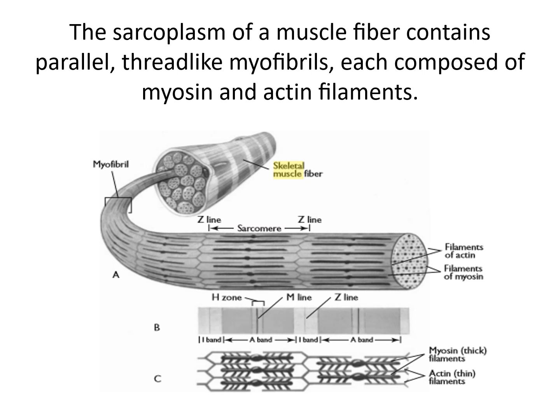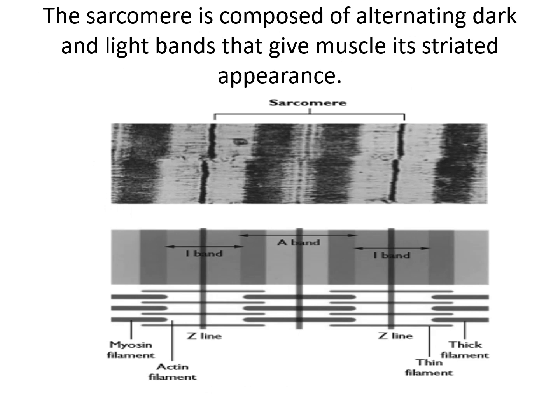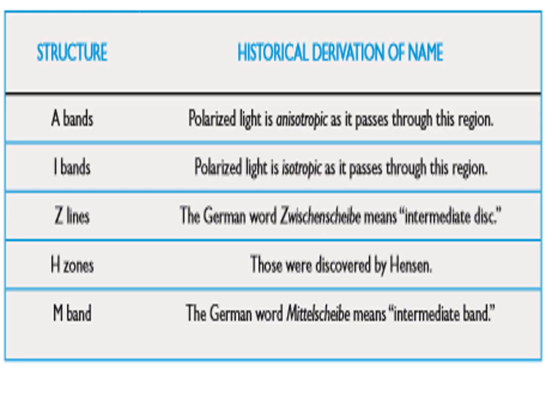The muscle fibers contain a network of membranous channels known as the sarcoplasmic reticulum. This tabulation shows the structures and the characteristics of each structure. The A band is anisotropic in nature under polarized light, and the I band is isotropic under polarized light. The Z line is an intermediate disk, the H zone is present at the center, and the M band is an intermediate band present here.